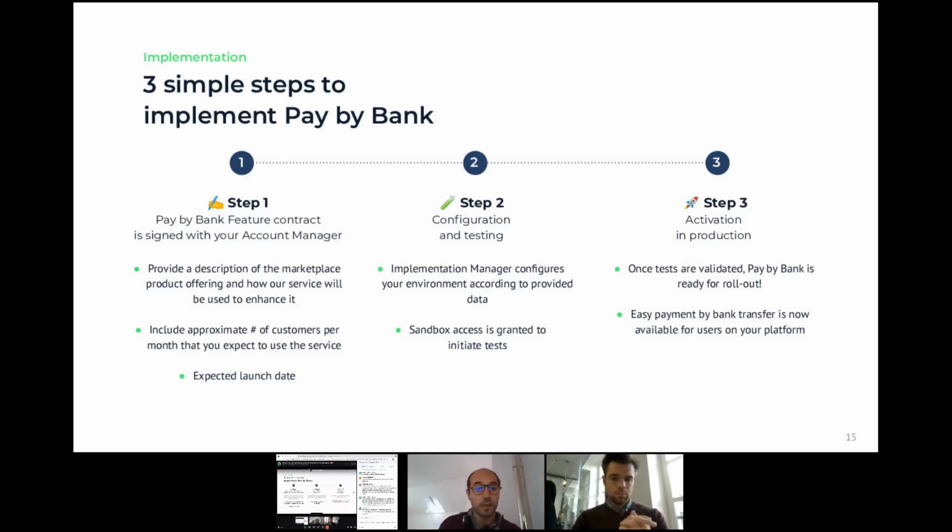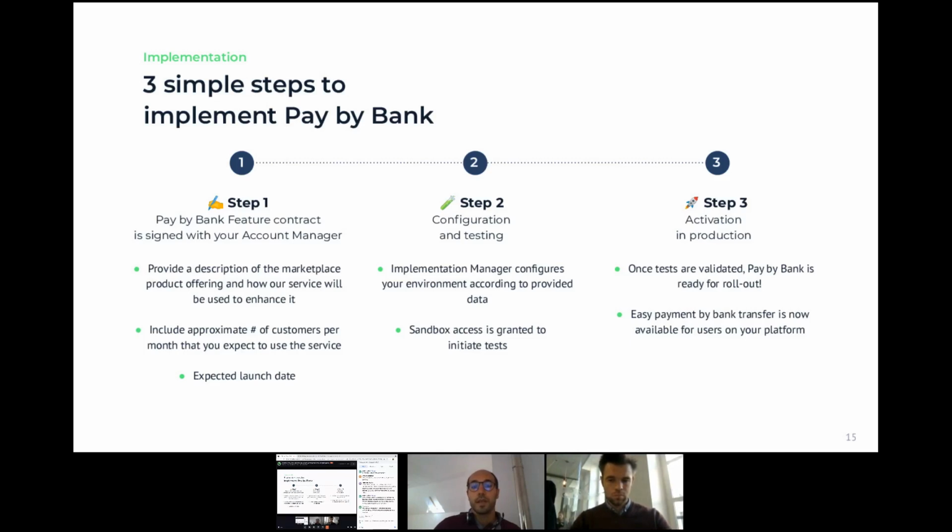Okay. So yes, three steps, I would say, which is divided by some actions on our side. First step is to contact your account manager or your customer success officer, who will gather some information about your marketplace, the number of customers you are expecting, and a launch date.